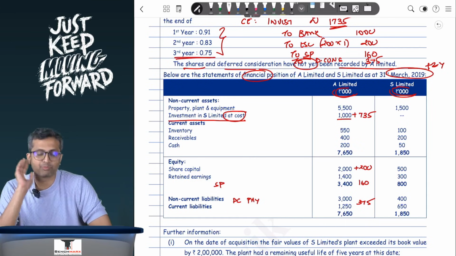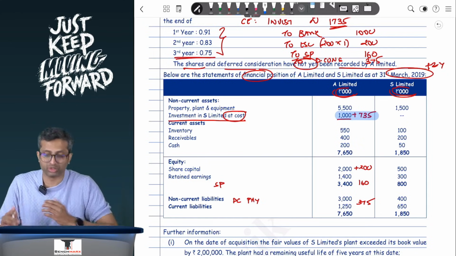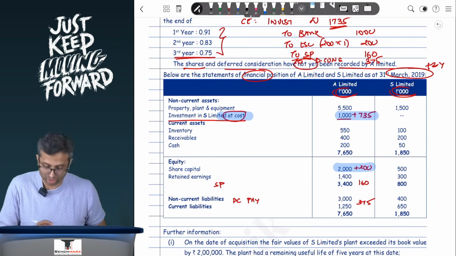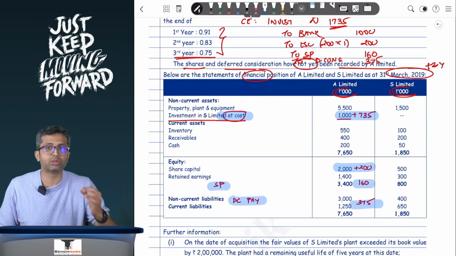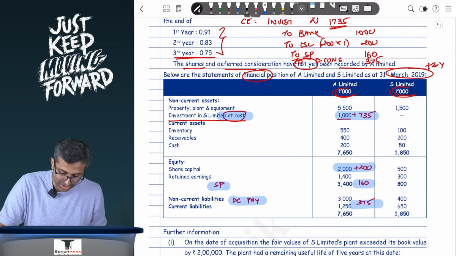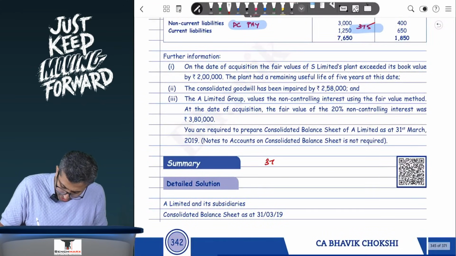Now, this is the entry for rectification on 1st of April 2017. However, 2 years have passed by. In the 2 years, will this 1735 change? No. Investment is to be shown at cost, so this will be at 1735 only. Will the share capital change? No. Will the securities premium change? No. However, will the deferred consideration change? Yes. If you remember Ind AS 109, deferred consideration is to be recorded using amortized cost principles, which means over here you would have done an amortized cost. Your opening balance would have been 375 plus finance cost at 10%, 37.5.